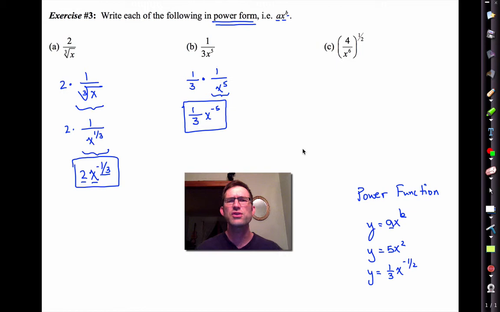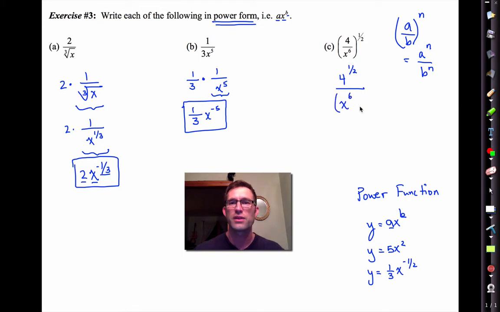Now, letter C, we actually have to do a little bit more work, but we can apply that exponent property that says if I've got a quotient, a divided by b raised to the n, then I can apply that power to both the numerator and the denominator. So that's what I'm going to do. I'm going to actually say I've got 4 to the 1/2 in the numerator, and I've got x to the 6th to the 1/2. Actually, let me write out this sort of intermediate step.